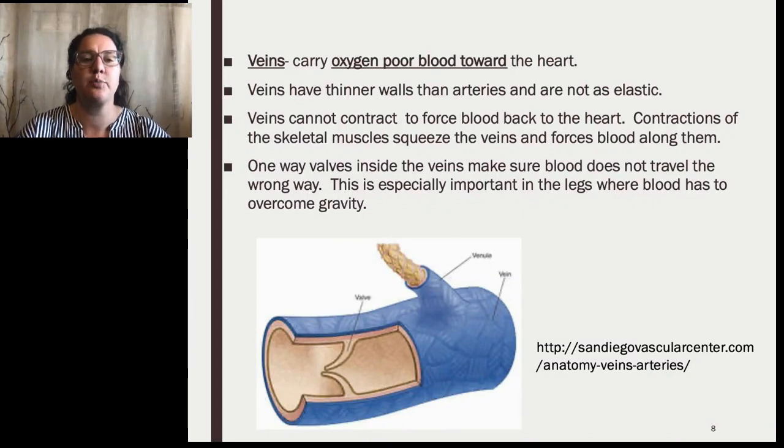Veins carry oxygen-poor, or deoxygenated, blood back towards the heart. Veins typically have thinner walls than arteries and are not elastic, so they cannot force blood back to the heart. We rely on contractions of the skeletal muscles to squeeze the veins and force blood along them. And our veins have one-way valves to make sure that blood does not travel the wrong way. This is really important in our legs, where the blood has to overcome gravity.